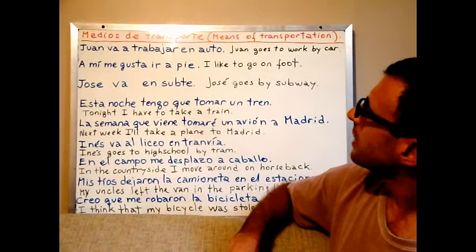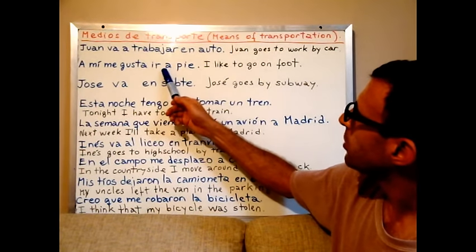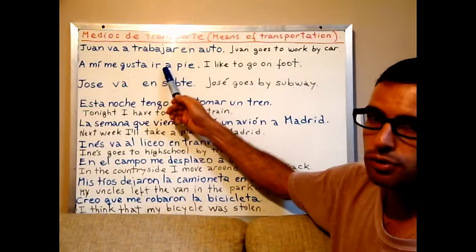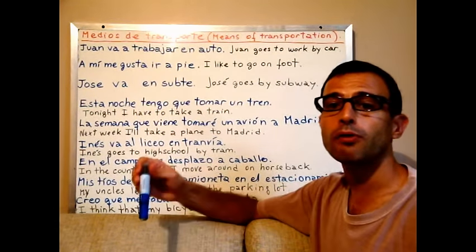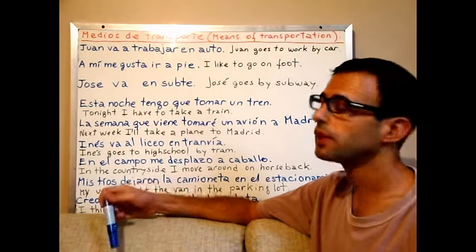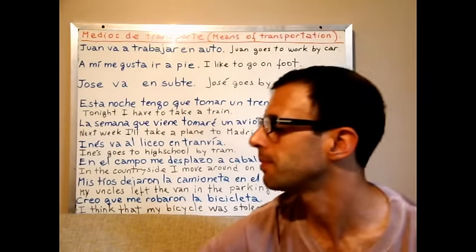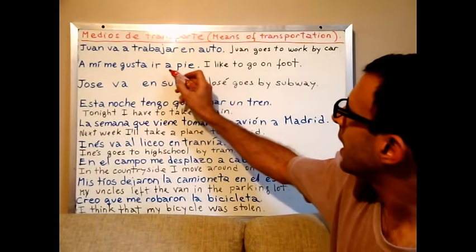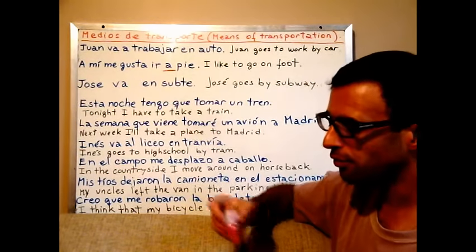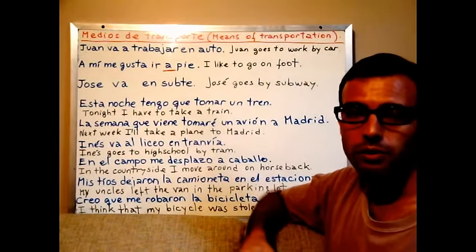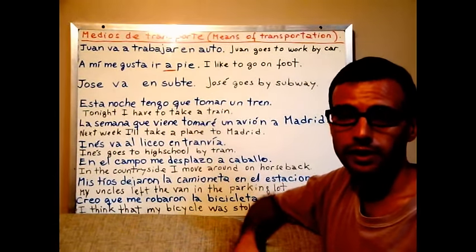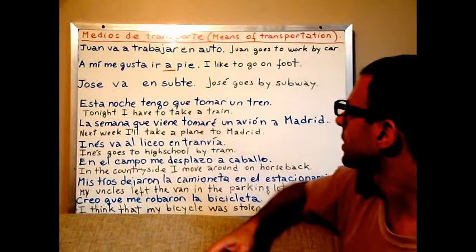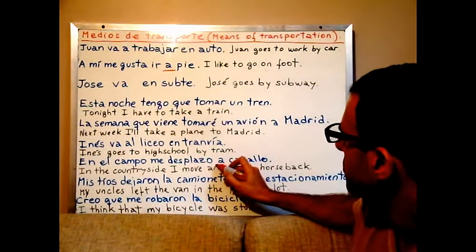Take a look at this. When we say on foot, the same as in English we say on foot and not by foot, in Spanish we say a pie. A pie, on foot. Also, we say on horseback instead of by horseback. Here, a caballo.